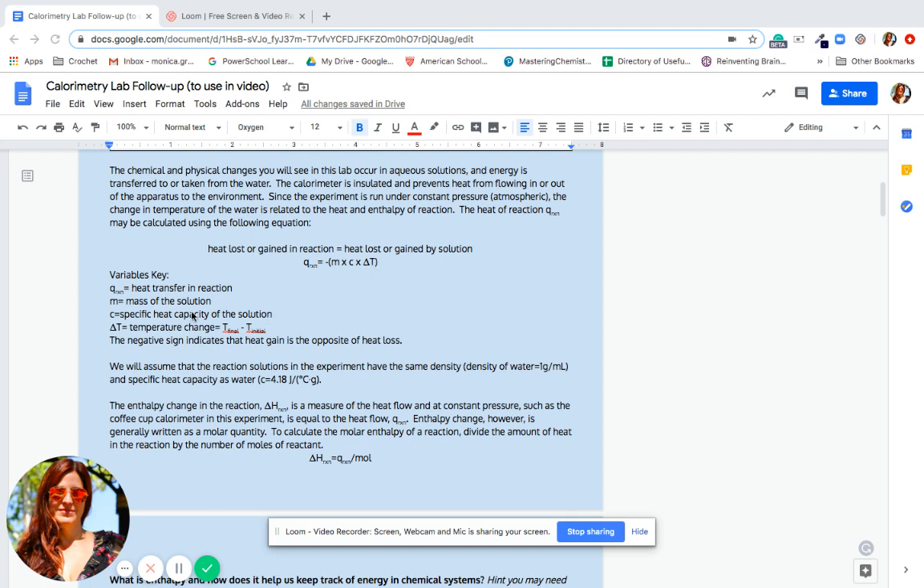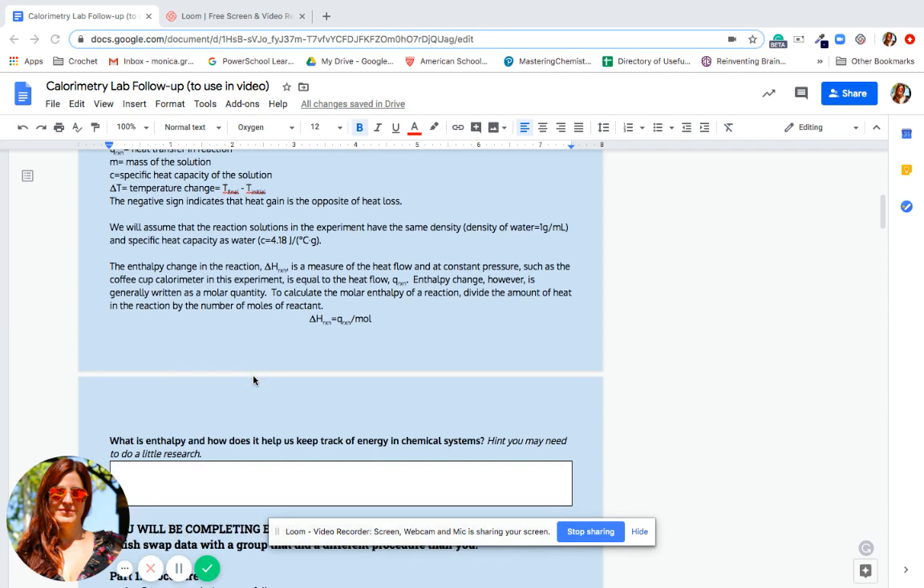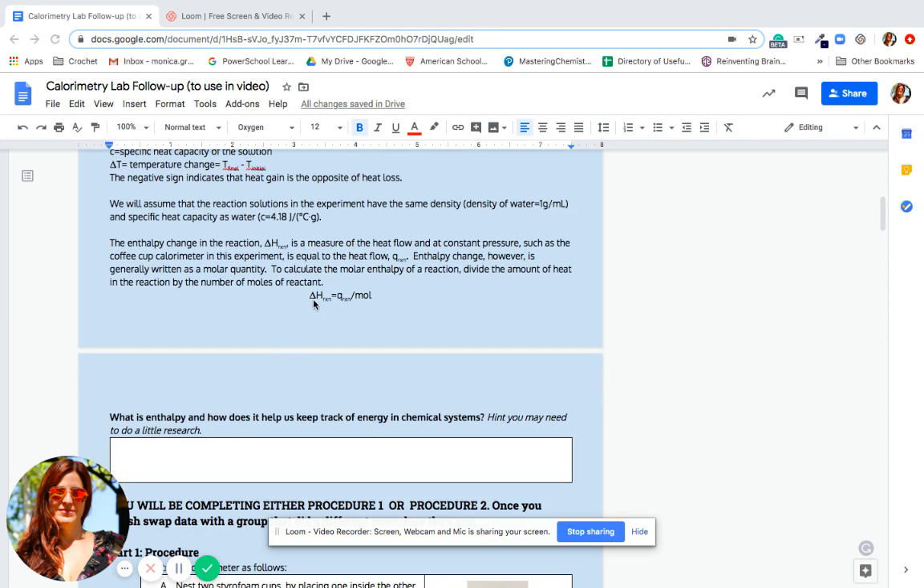Now the change of temperature, you're going to do final temperature minus initial temperature. And as you notice, you could have a negative value if the initial temperature is higher than the final. Okay, once you have the heat of reaction, you can calculate the enthalpy of reaction by just dividing the heat of reaction by the moles of the salt that you used.